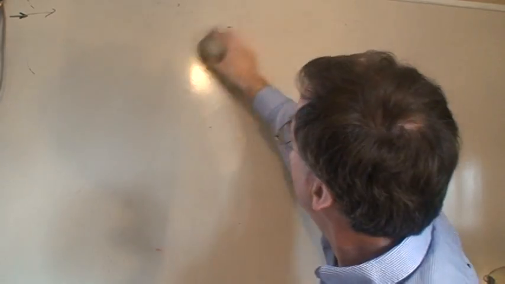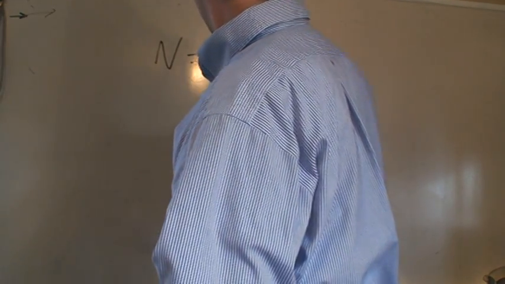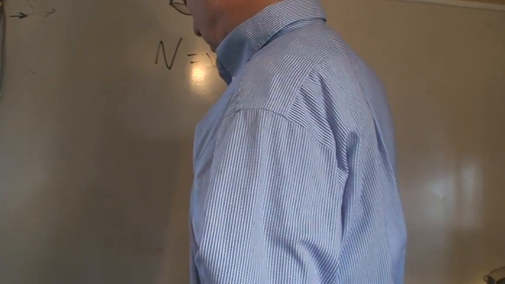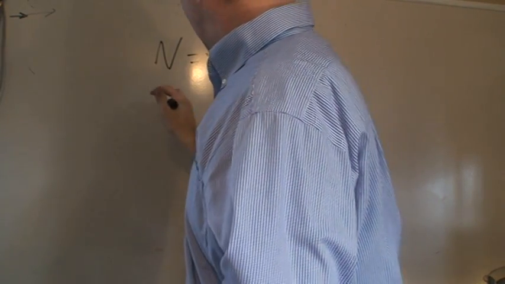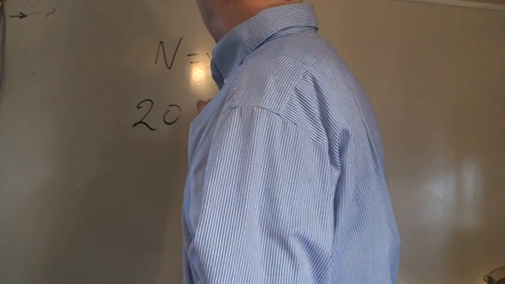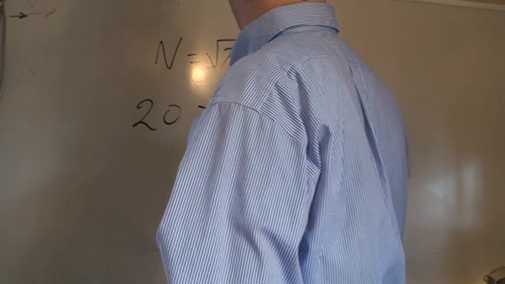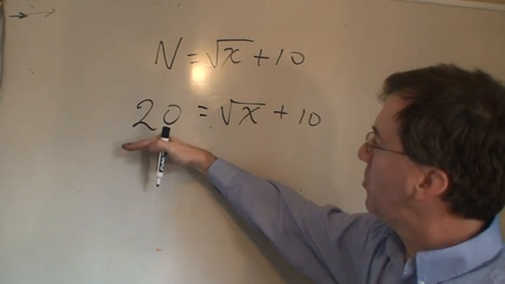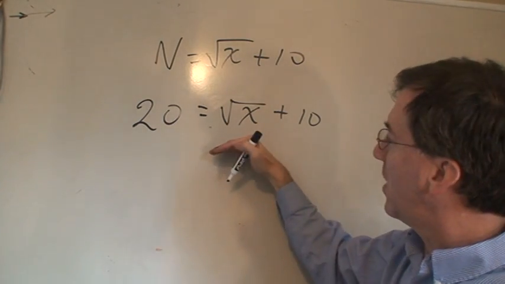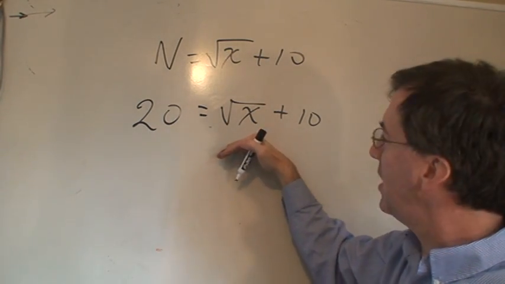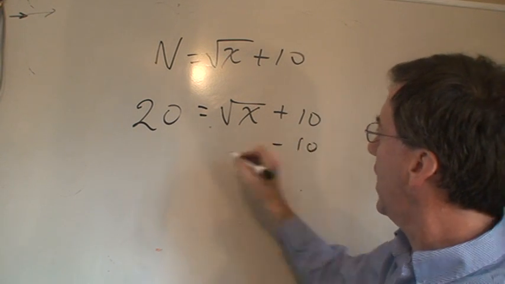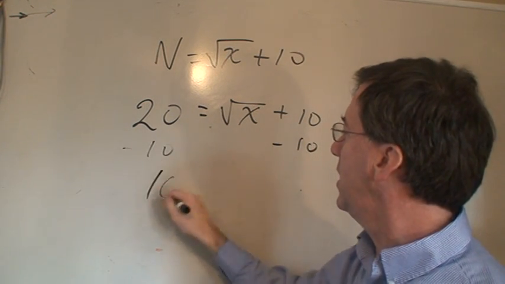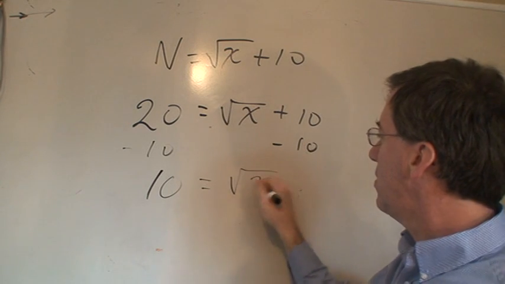Now let's say, same one. Let's say I had N equals the square root of X plus 10, and I was asked to find out, at what point will there be 20 million cases? So I would put 20 in for N. Now I'm looking for a time down the road. How many years from now? So I would subtract 10 from both sides, and I would get 10 equals the square root of X.